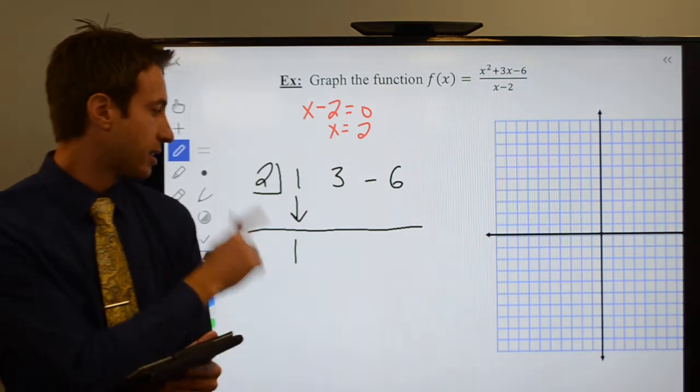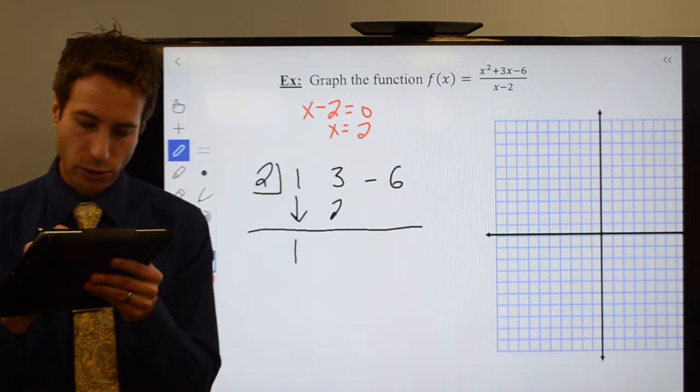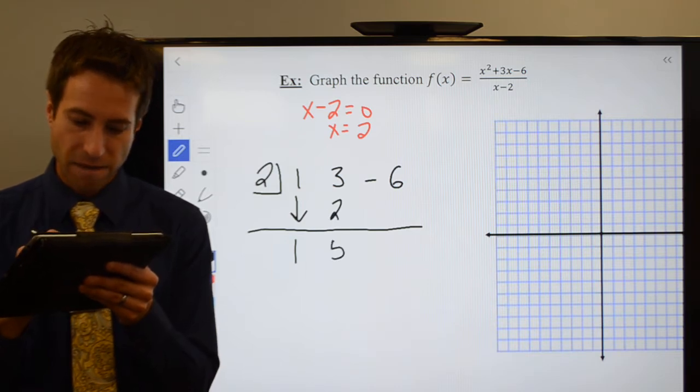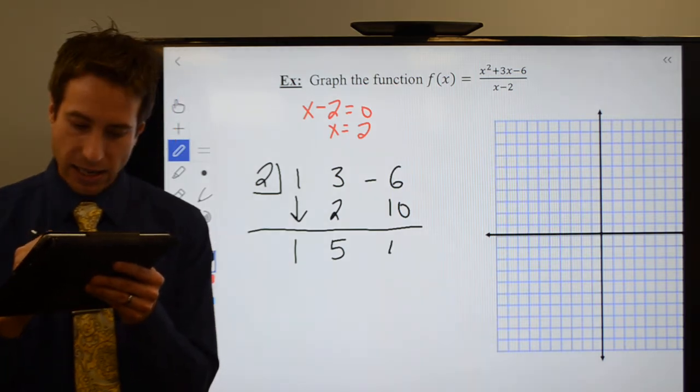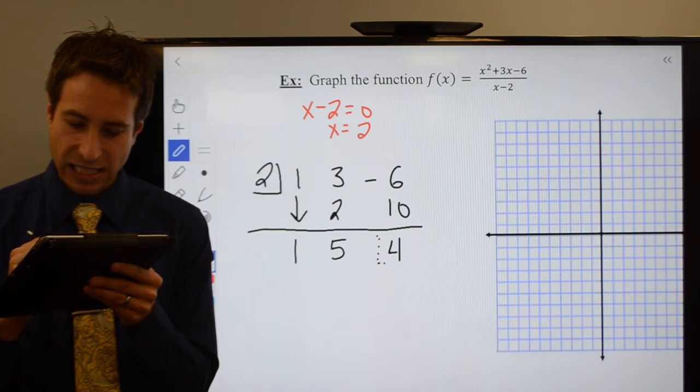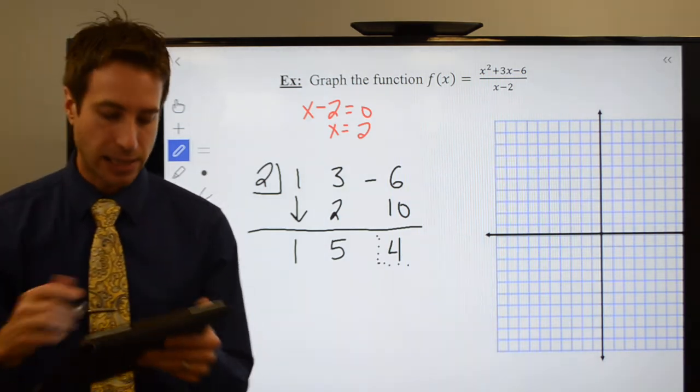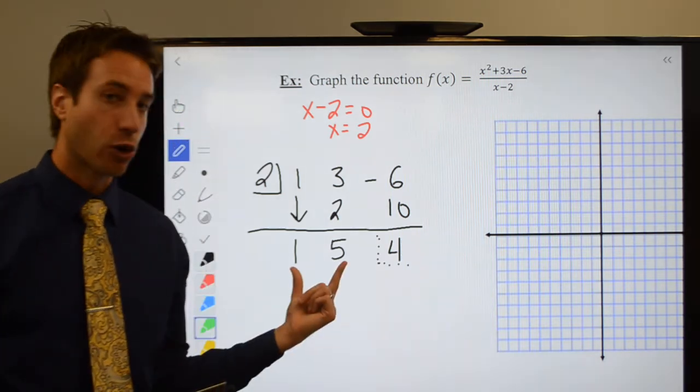So 2 times 1 is 2. 3 plus 2 is 5. 2 times 5 is 10. Negative 6 plus 10 is 4. That last guy is my remainder. He doesn't matter. All I need is my quotient.